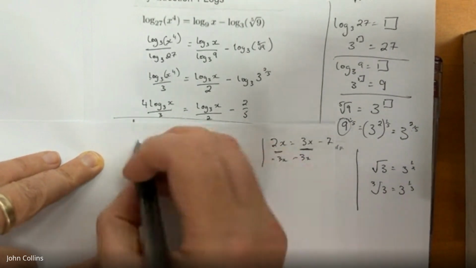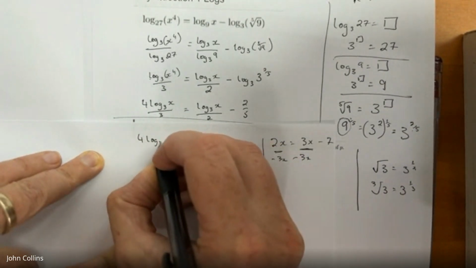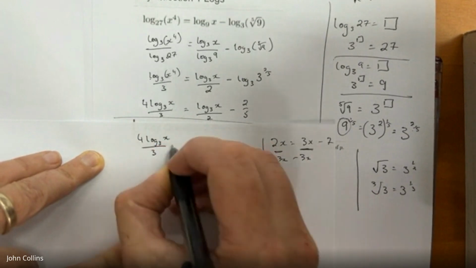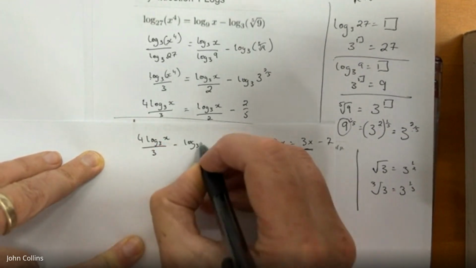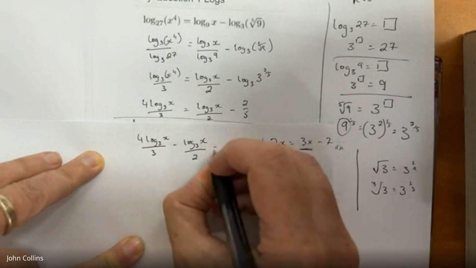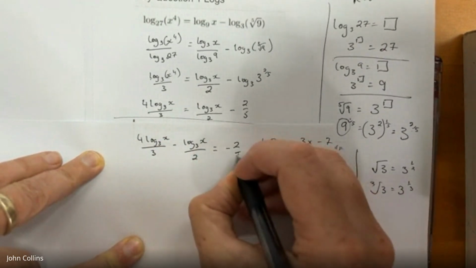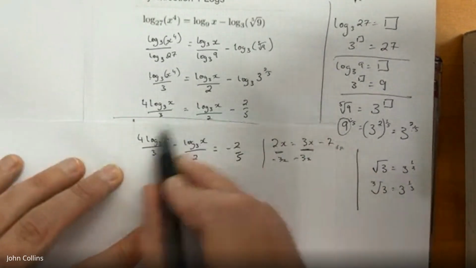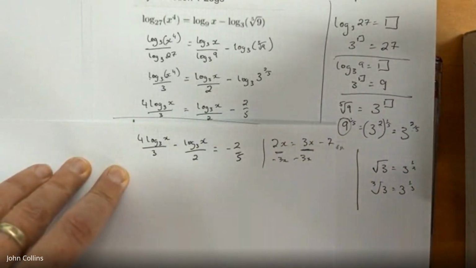I'm going to do that next. 4 log base 3 of x over 3 minus log base 3 of x over 2 is equal to minus 2/5. Okay, so that's a simple subtraction from both sides.